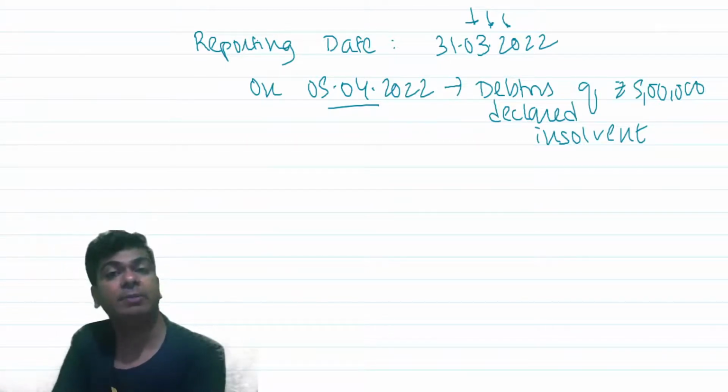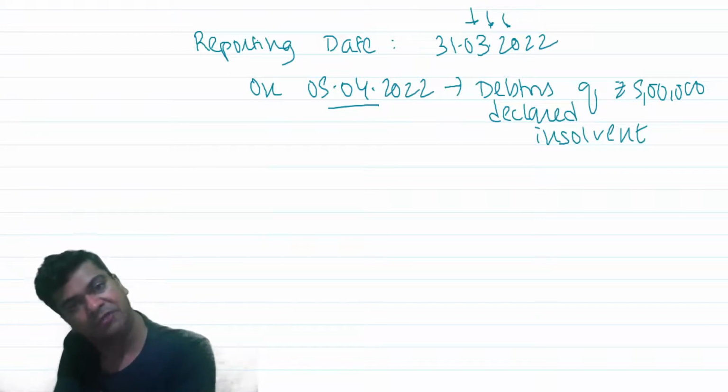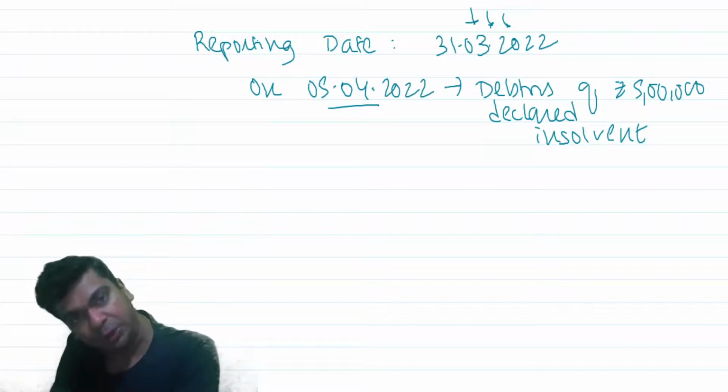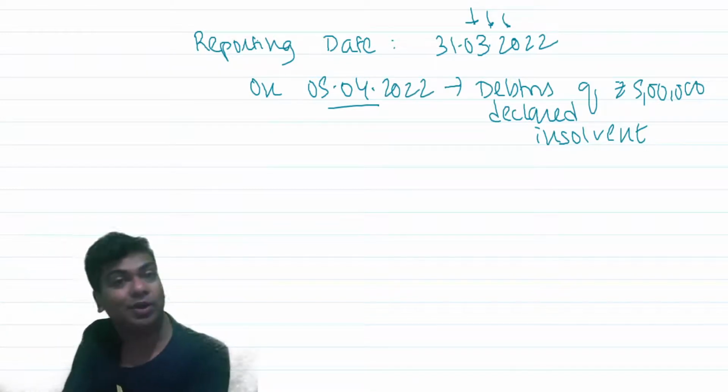See, a debtor has become insolvent. Now, this is not a very regular feature, right? Someone is declaring himself or herself to be bankrupt. You cannot consider this to be a regular event.